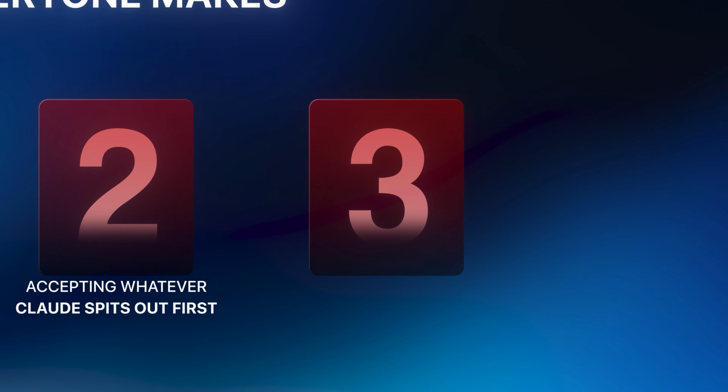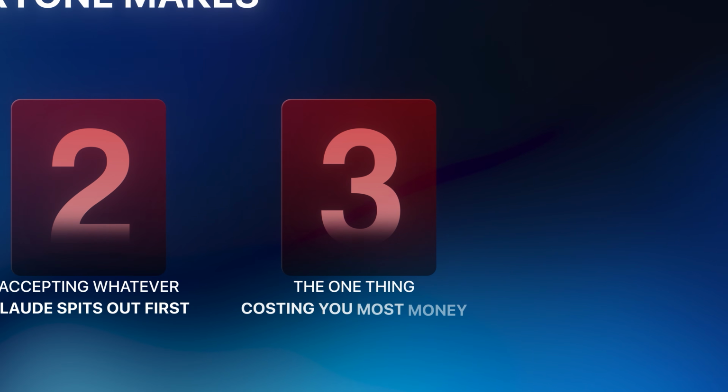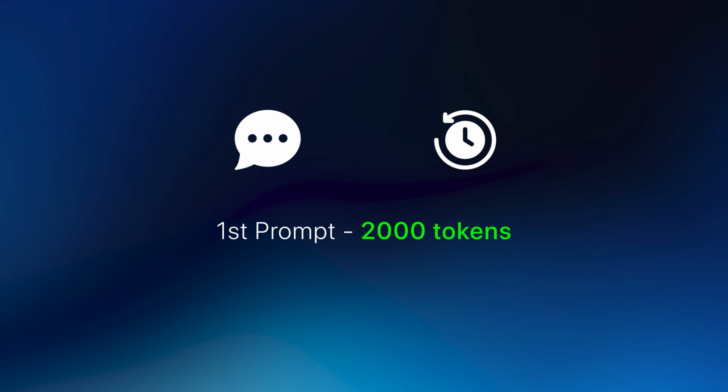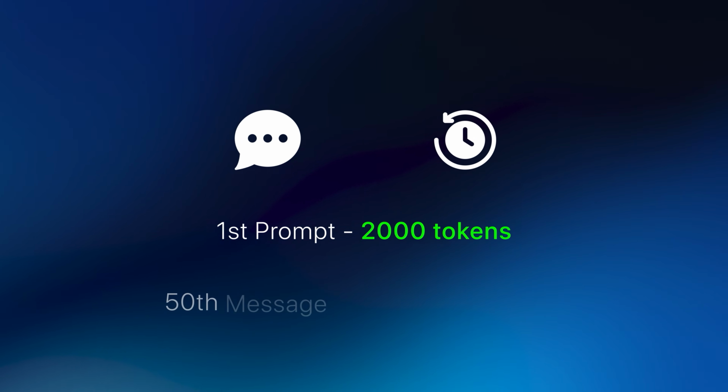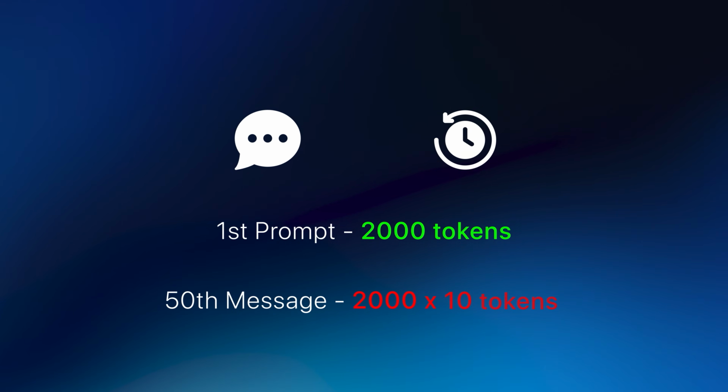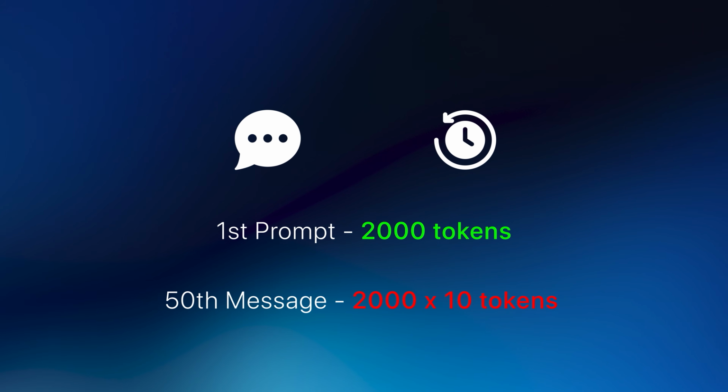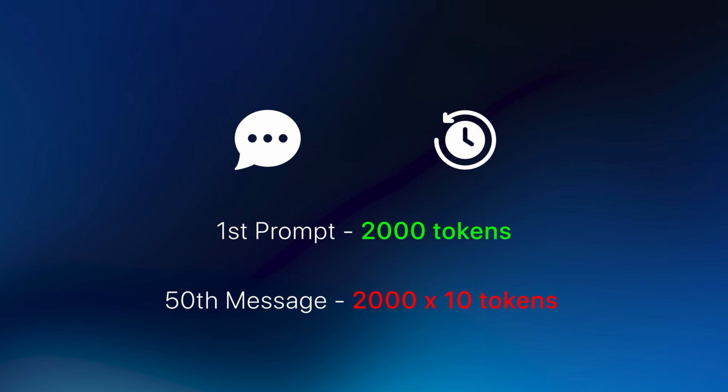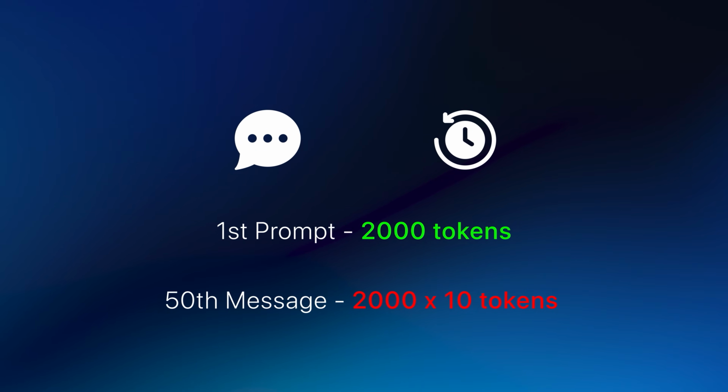Okay, this is the one nobody talks about, and it's costing you the most money. Every message you send resends the entire conversation history. So your first prompt might be 2,000 tokens, but by message 50, every prompt is costing you 5 to 10 times what your first one did. And that's where your tokens are disappearing. Claude is just rereading the entire history of your chat.